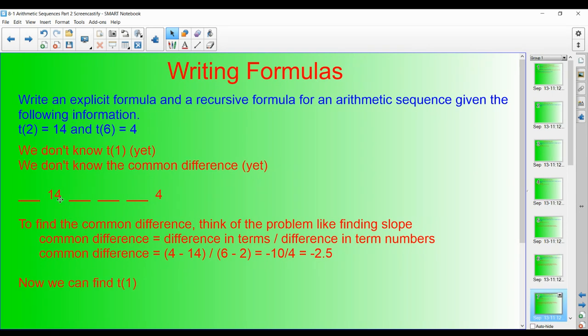Now we can find term 1, because if we know term 1 minus 2.5 gets us 14, we can write an equation. So term 1 minus 2.5 is term 2. So term 1 minus 2.5 is 14. Okay, we're going to solve for T1. So we're going to add 2.5 to both sides. And now we know that this term, term 1, is 16.5. So now we know term 1, and now we know the common difference. So we can write a formula.